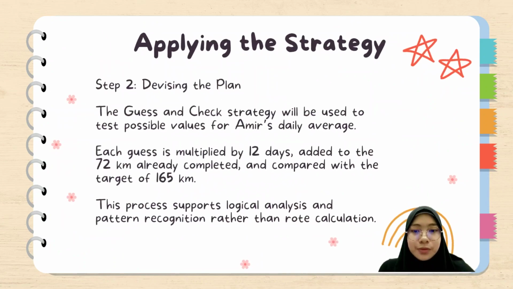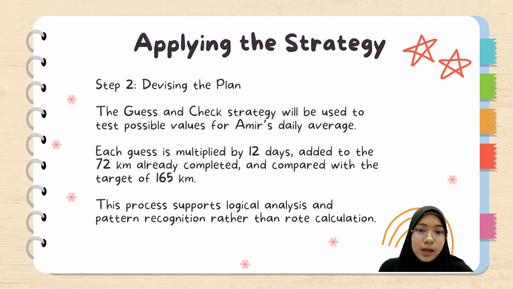In step 2, I devised a plan using the guess and check strategy. This means I would make a reasonable guess for Amir's daily average, multiply it by 12 days, add it to the 72 kilometers already completed, and compare it with the target total of 165 kilometers.